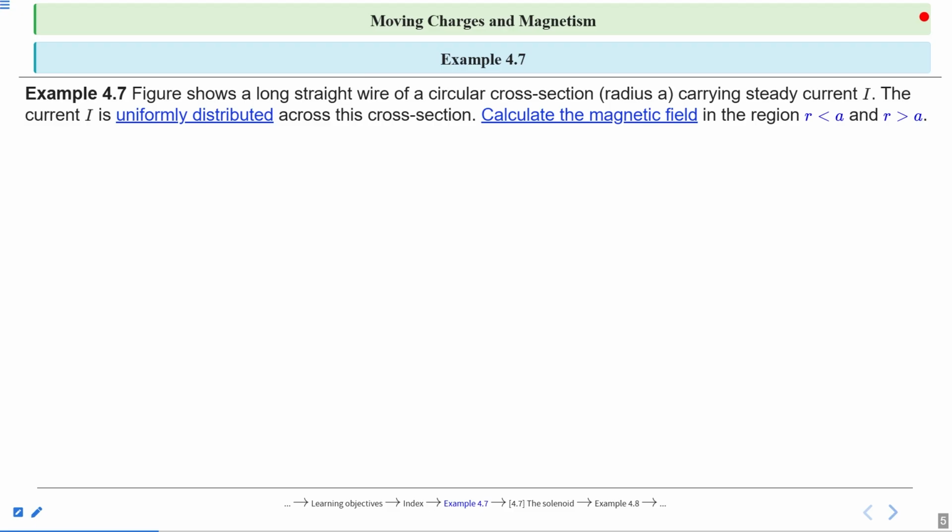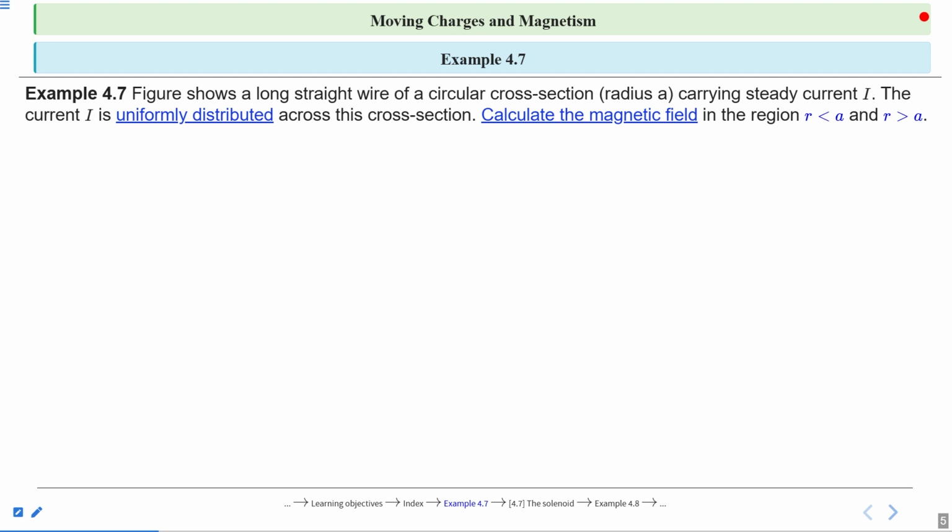So the figure shows a long straight wire of circular cross section carrying steady current I. The current I is uniformly distributed across this cross section. Calculate the magnetic field in the region r less than a and r greater than a. r is some arbitrary distance.